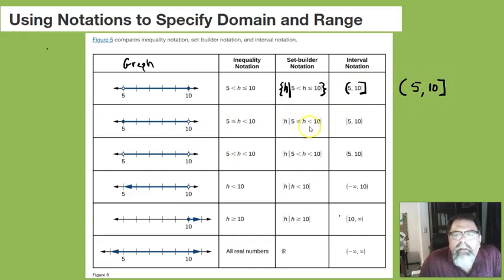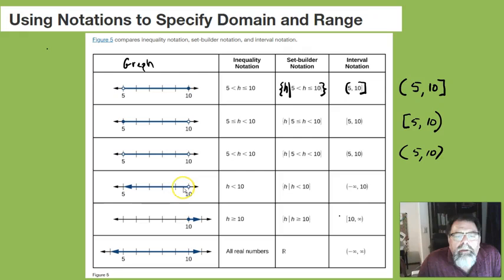Okay, and you can see all the other ones. So this one, the 5 is included, so you have the bracket on the 5. And the 10 is not included, so the parenthesis is there. Right? And then this one, both endpoints are not included, so they're both parentheses.